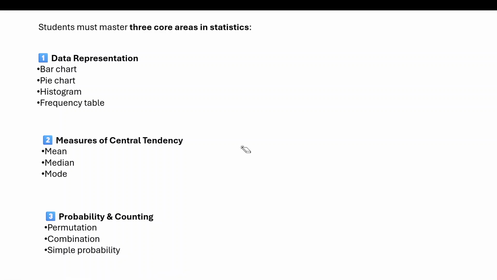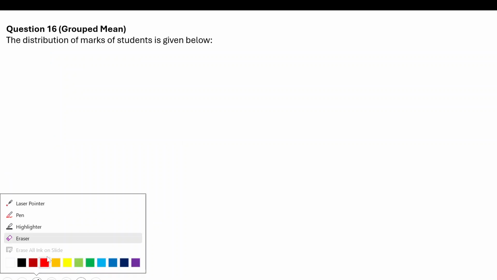Combination and simple probability. Finally, these topics appear in almost every JAMB math exam. And so we'll go further to do some more questions. Question 16 has to do with grouped mean.